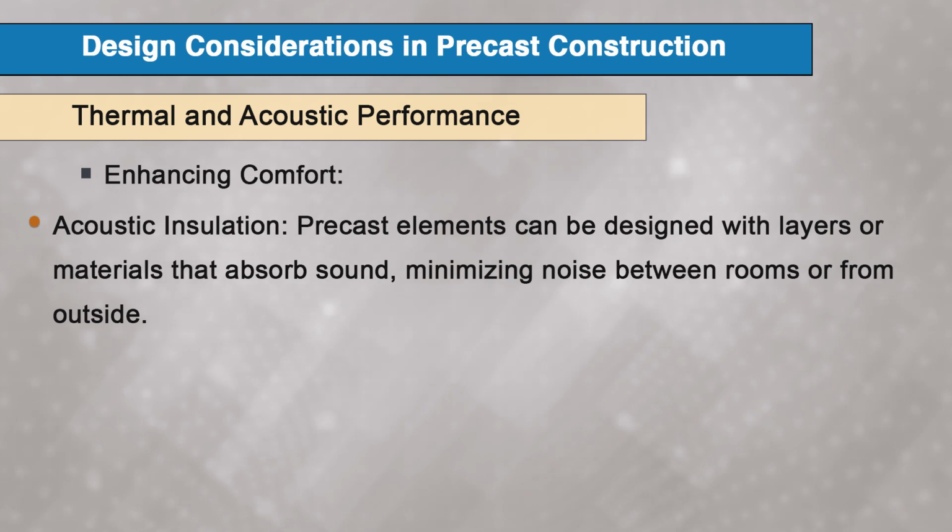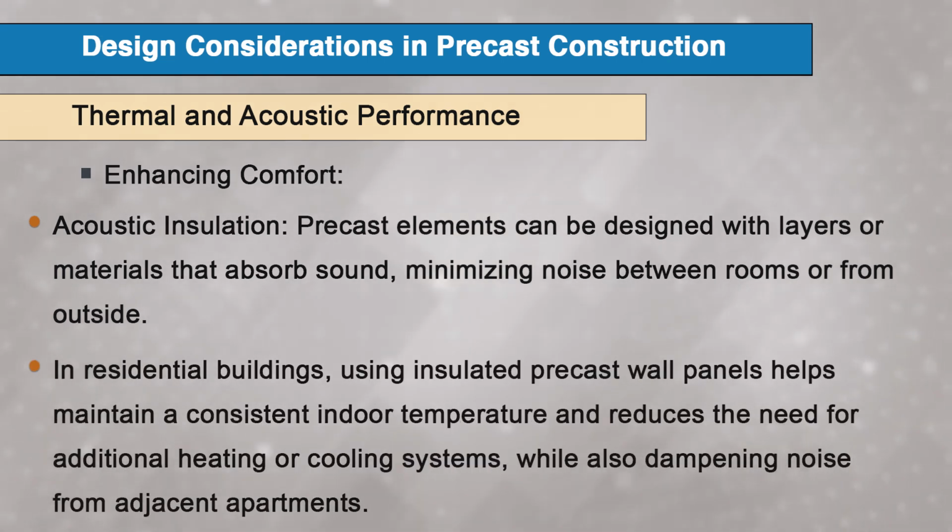For example, in a residential building, using insulated precast wall panels helps maintain a consistent indoor temperature and reduces the need for additional heating or cooling systems, while also dampening noise from adjacent apartments.